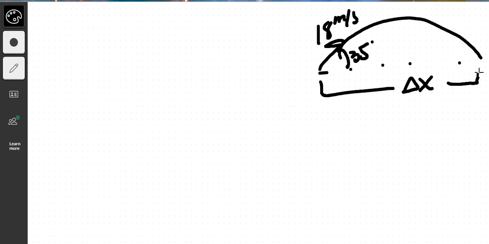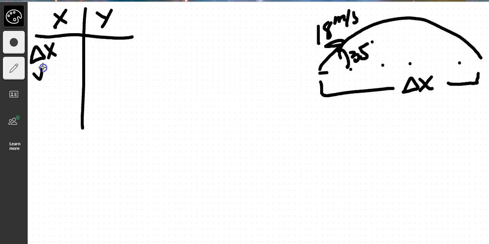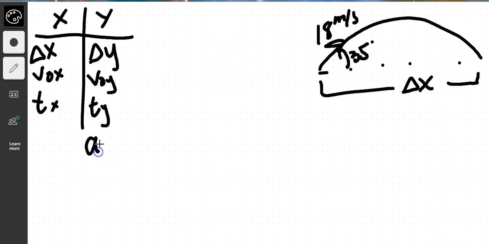So we fill out our table. We have x's and y's over here. So the x values are going to include delta x, the initial x, and time in the x direction, where the y values are going to include the delta y, the v initial y, the time in the y direction, which is just time up or time down, and the acceleration in the y. Alright, so as usual, when we try to figure out these types of problems, we want to know the initial x velocity and the initial y velocity because we can't do anything really without them.